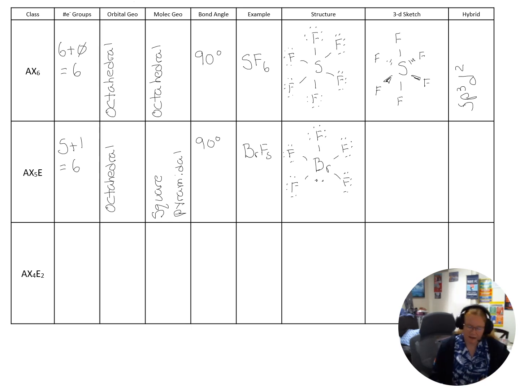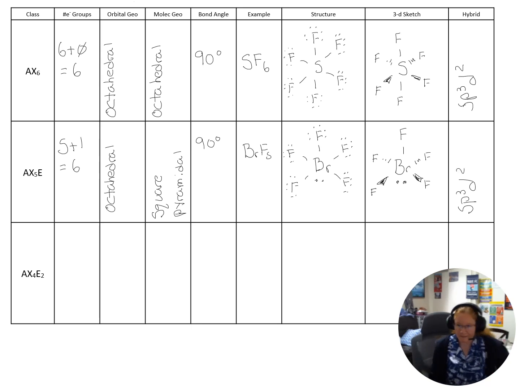Okay, and now for our 3D sketch. We have that there, and then we still have that square. Okay, and we're still sp3d2 on that hybridization.